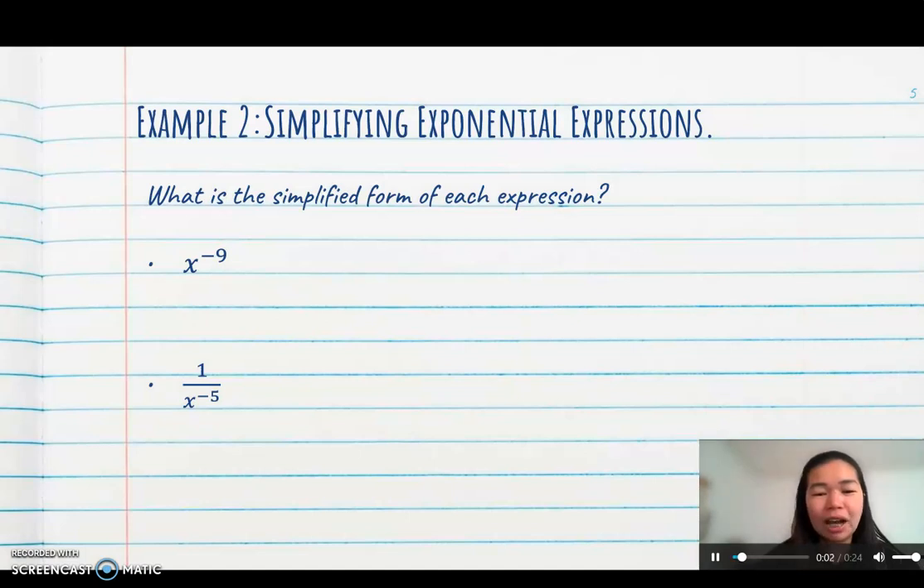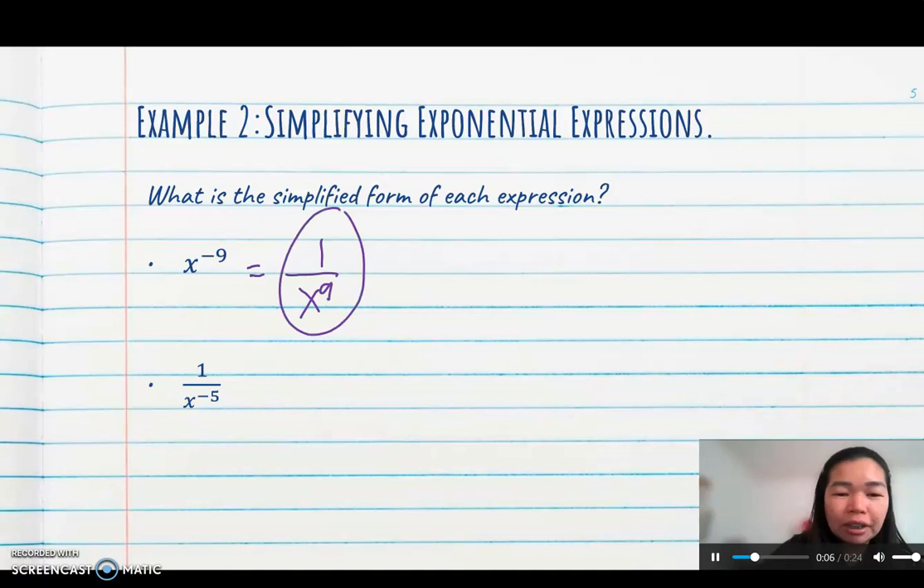Okay, let us now apply our technique here. It is a negative exponent. Put it in the denominator to make it positive, right? Second example, the negative exponent is in the denominator, so let us just put it on top. So it will be x to the 5th power over 1, or just x to the 5th power. That's it.